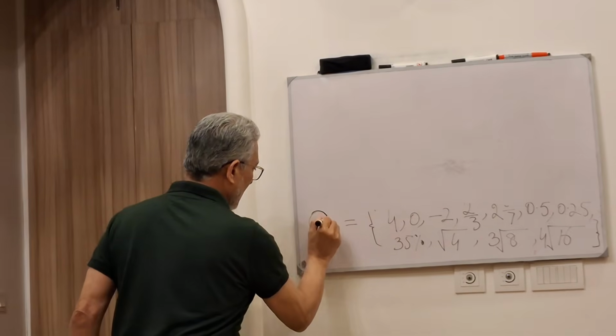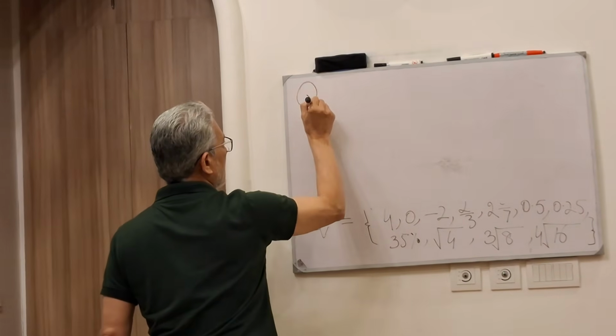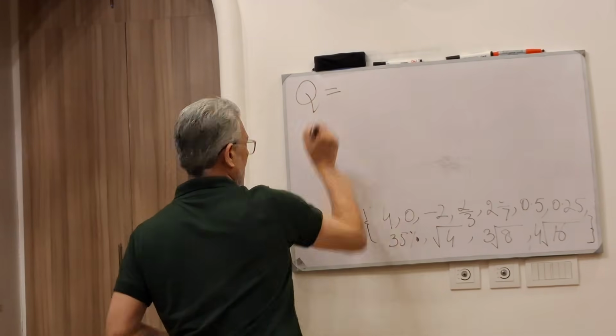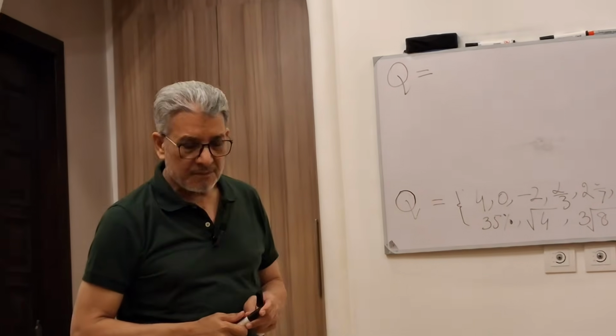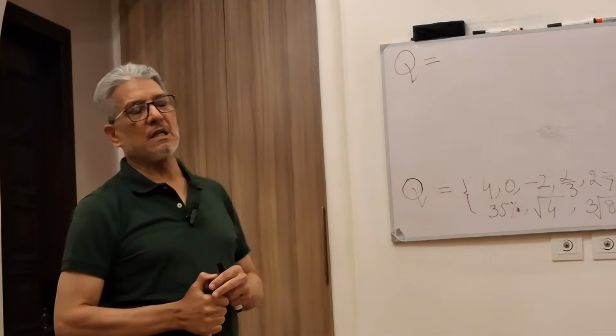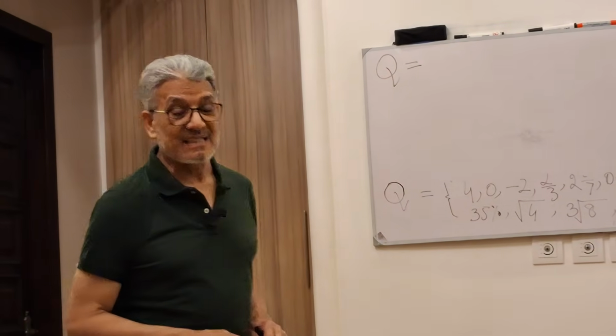Look, integers are represented by Z. Natural numbers are represented by capital N, whole numbers by capital W, integers by capital Z.